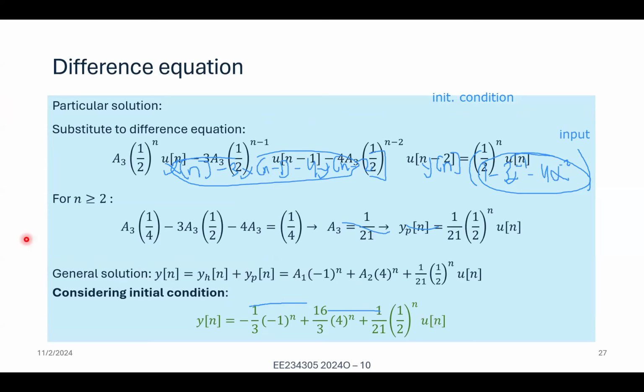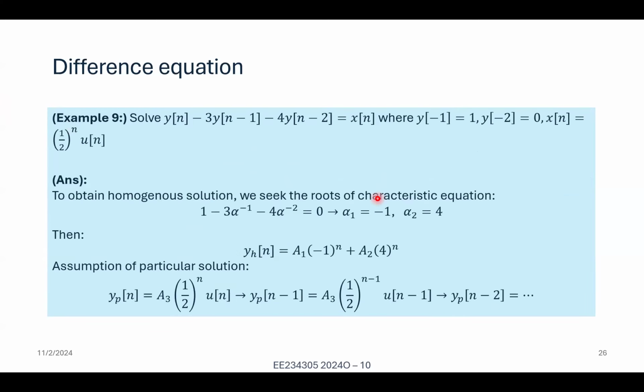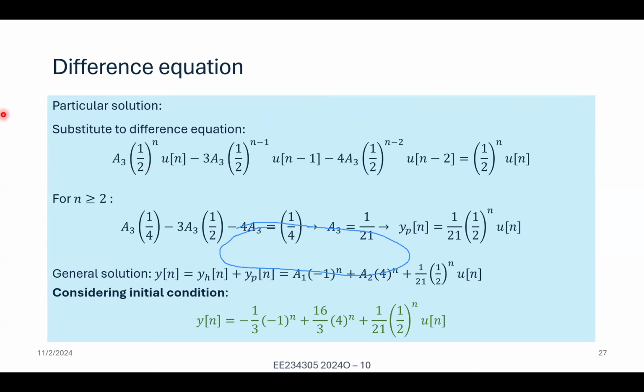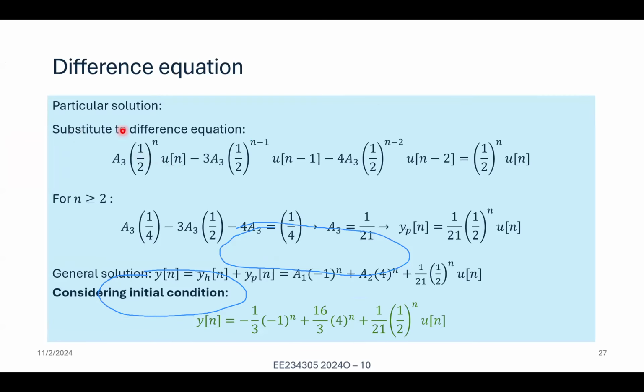Now, yeah, we substitute into the difference equation. So first we know the homogeneous one, right? This is the homogeneous one, and we know the particular one. This is the particular one, and yeah, we substitute into the difference equation, and for n not less than 2, we get the value of a3 times 1/4 and so on. So yp here is 1/21 times a half to the power of n un. The general solution.